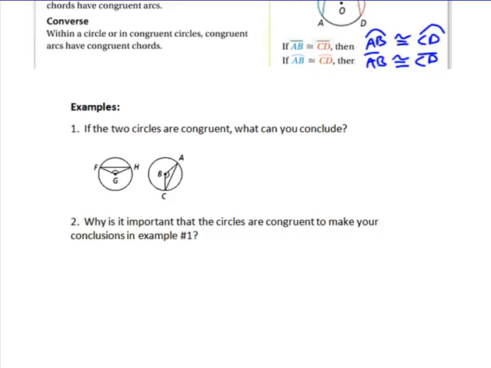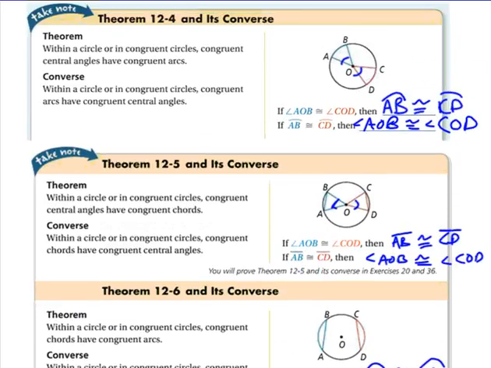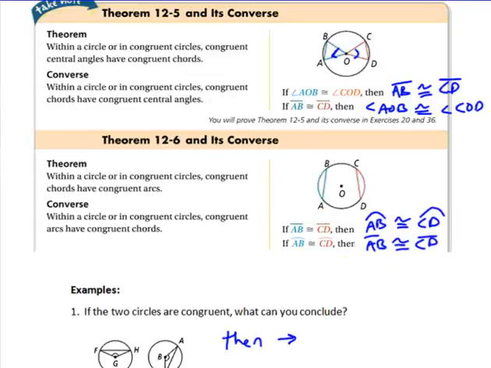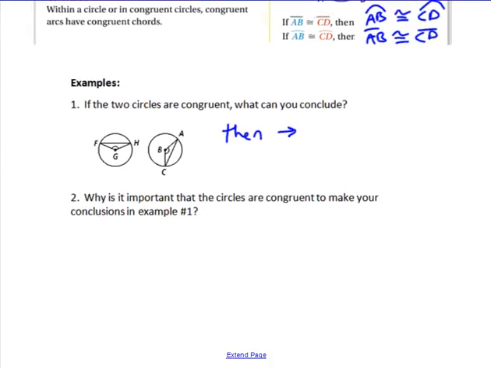So if the central angles are congruent, then we can deal with these first couple. Then the arcs are congruent, and the chords are congruent. So the arcs would be, well actually arc AC, you can look at it that way, would be congruent to arc FH.